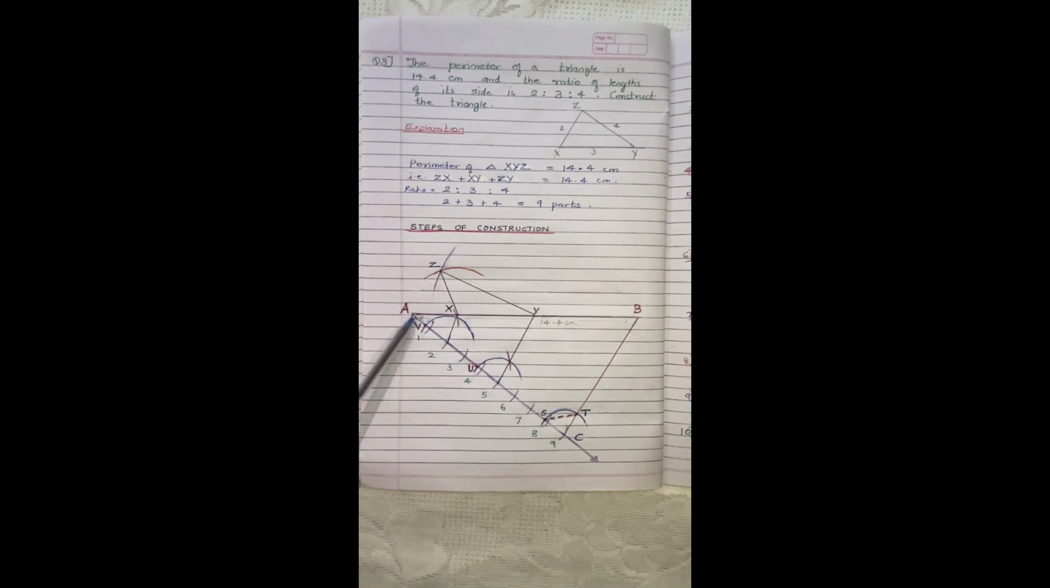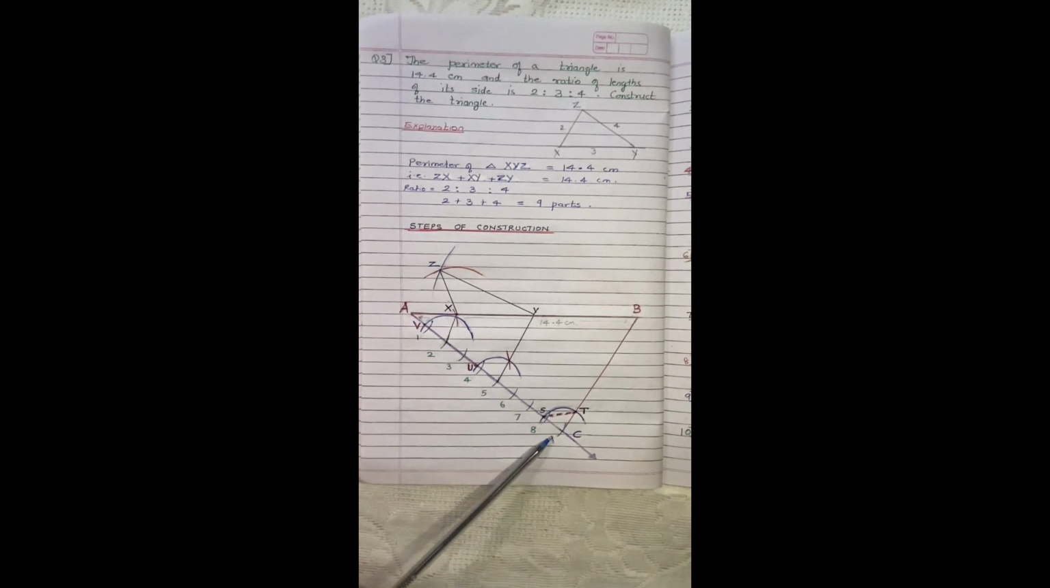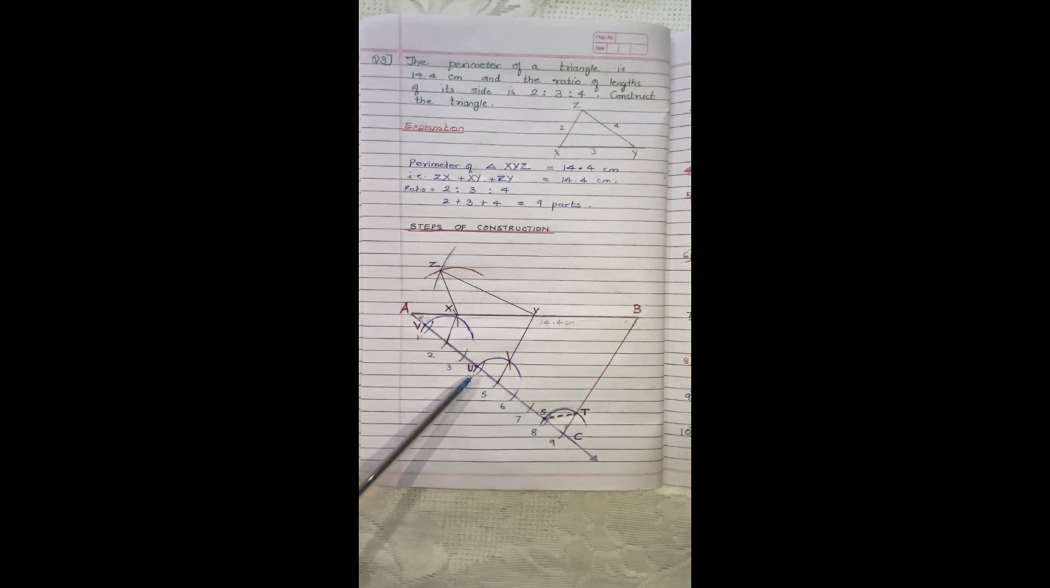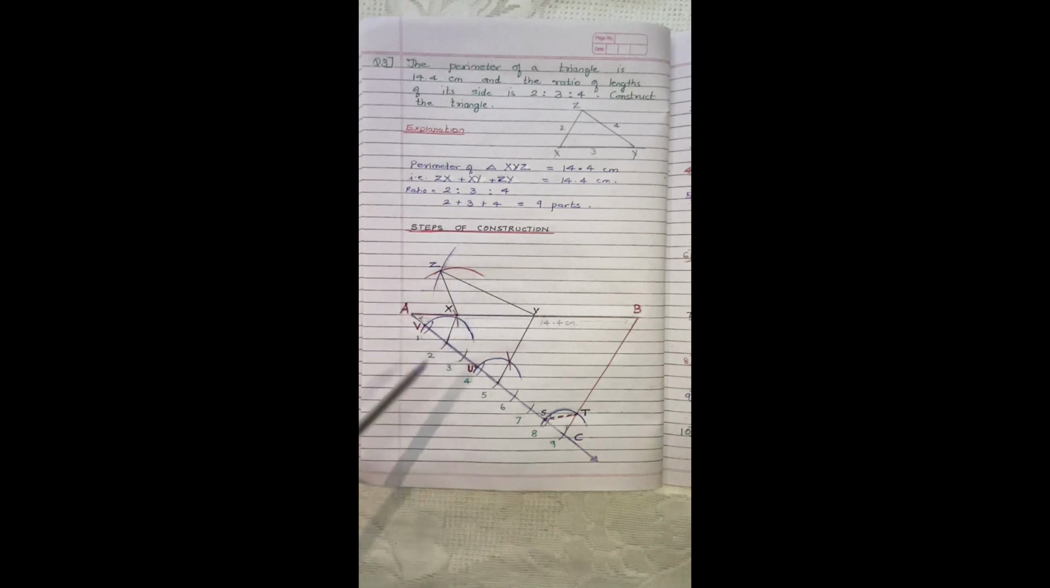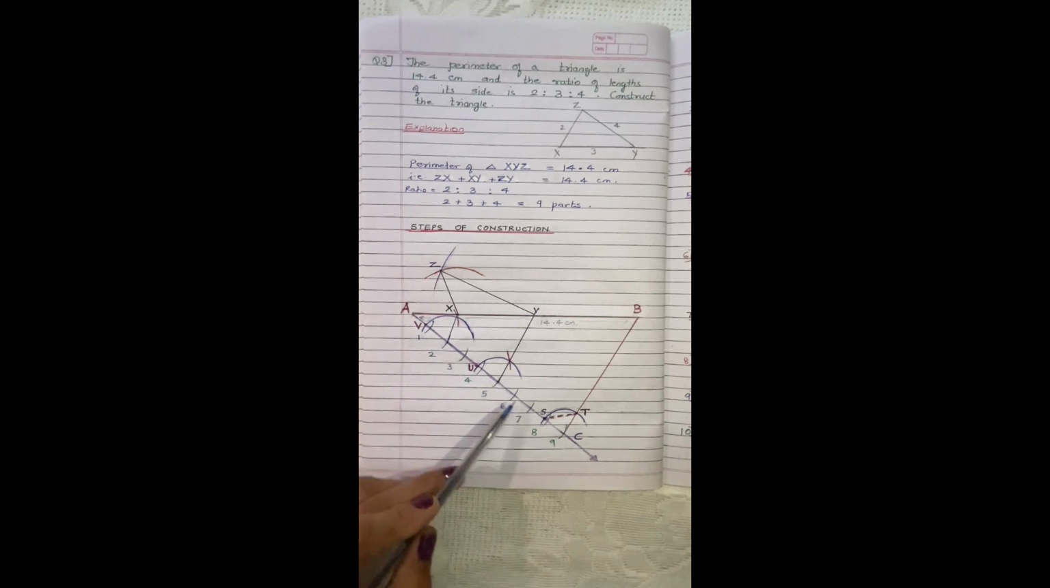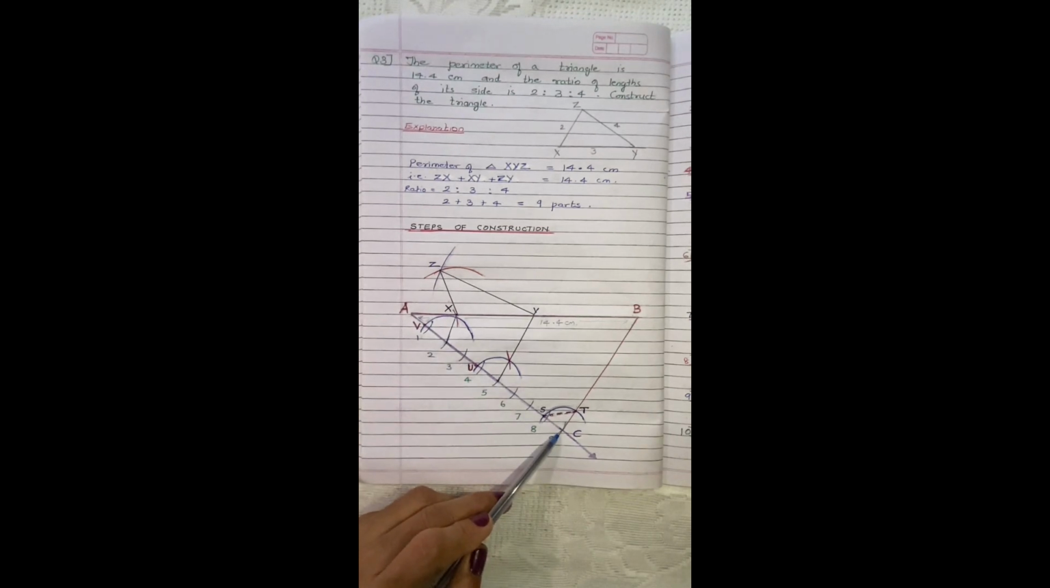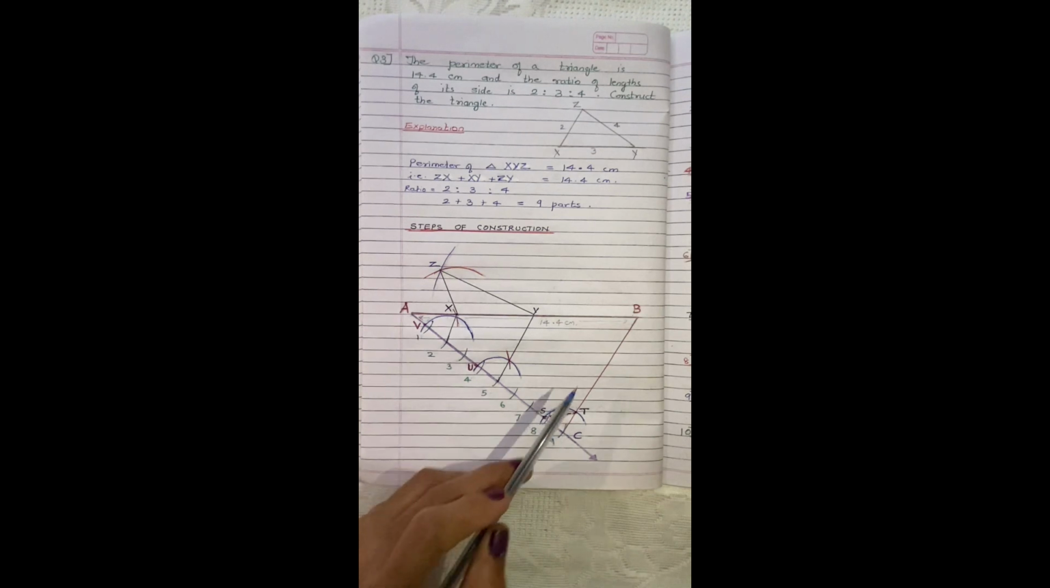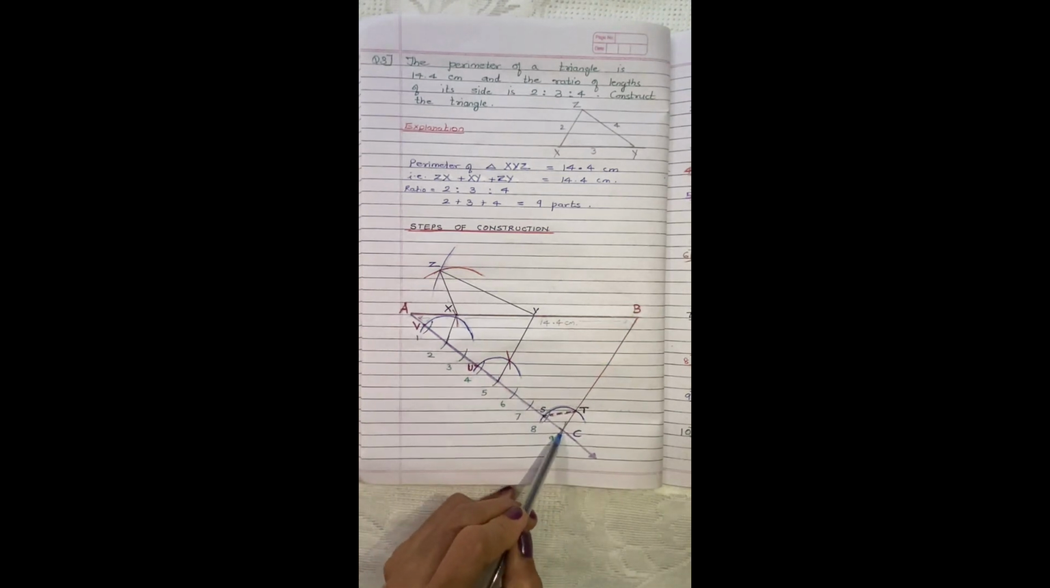Now divide the ray AC into 9 parts. That is, we have got the ratio 2 plus 3 plus 4, it is 9 parts. So 1, 2, 3, taking that same measure everywhere, we will divide this into 9 parts. Then draw a segment BC. Now we'll name this last part as C or part 9, and we'll join BC.